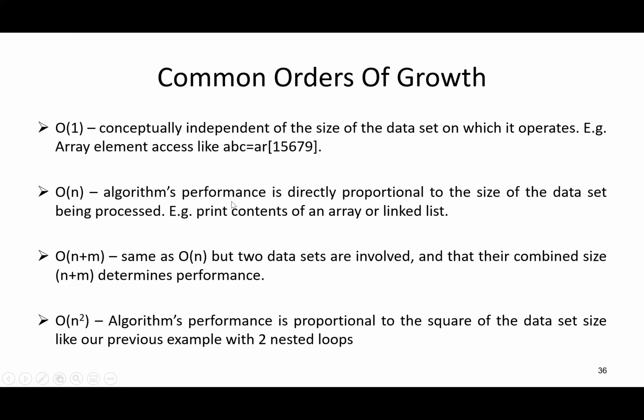If you have order of n, your algorithm performance is directly proportional to the size of the data set being processed. For example, when you want to print the content of an array or your linked list. How do we print the content in an array or linked list? Remember, you need to go through every element, right? So you need a loop. How many times you loop depends on how many elements you have in your array or linked list. That's why if you have 1 loop, usually it's order of n. Remember just now, how do we calculate the loop?